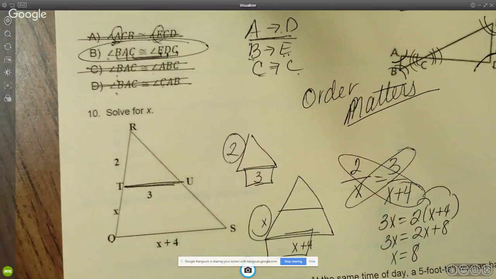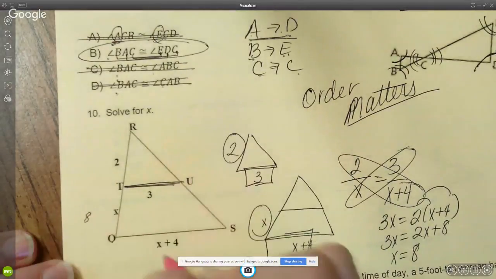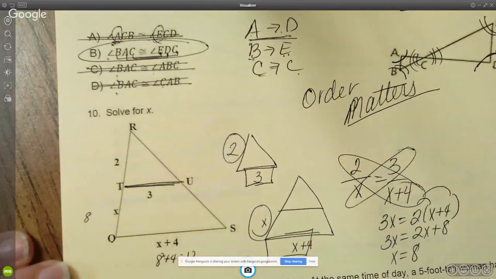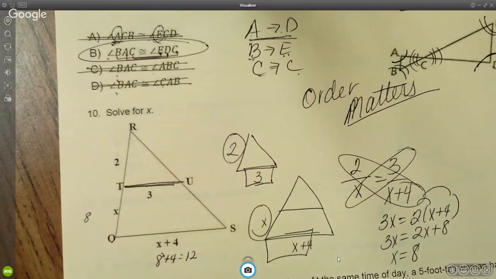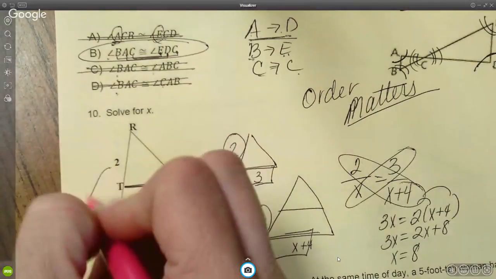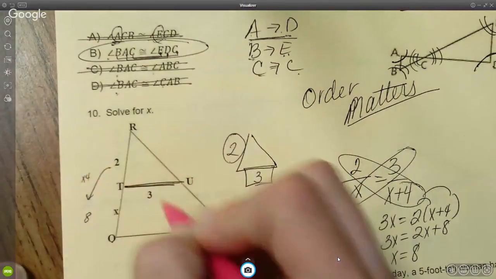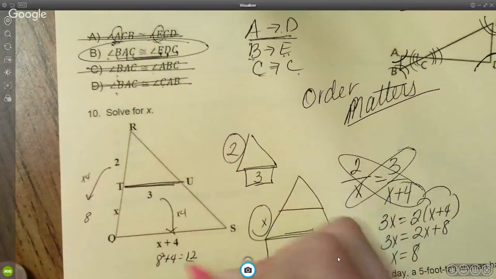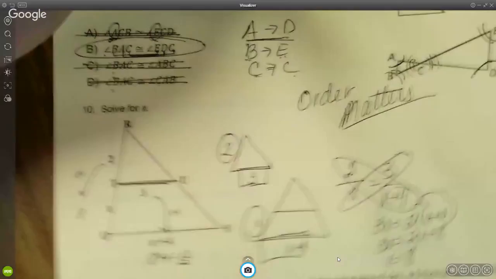Now, as a trick, they might have asked you what it's going to be down here. If I put 8 plus 4 in, I get 12. So just be mindful of what they're asking for. Are they asking for the side length, or the missing pieces? And now you can see it works because 2 times 4 is 8 and 3 times 4 is 12. So we know that we did that problem correctly.